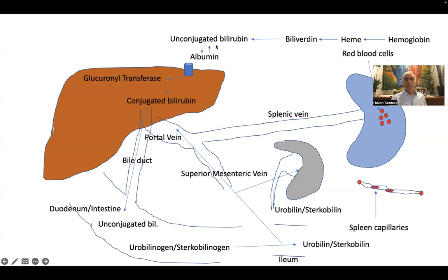And in these subjects, the health status is completely normal, and their survival is not affected. Even their survival may be better in comparison to the general population, because unconjugated bilirubin in circulation is acting as an antioxidant, and it will prevent free radical damage.